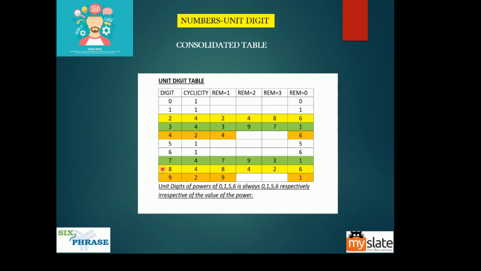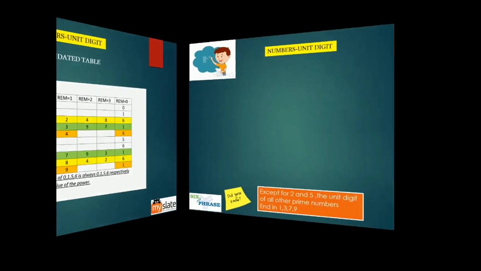And for 0, 1, 5 and 6, those marked in white color, all of them have cyclicity of 1, which means 0 power anything ends in 0, 1 power anything ends in 1, 5 power anything ends in 5, and 6 power anything ends in 6. So we'll look at some problems.